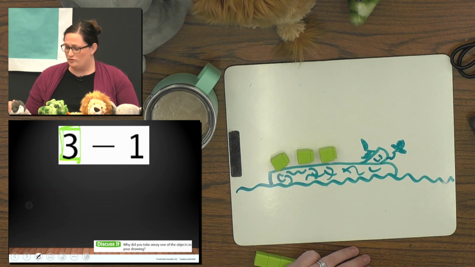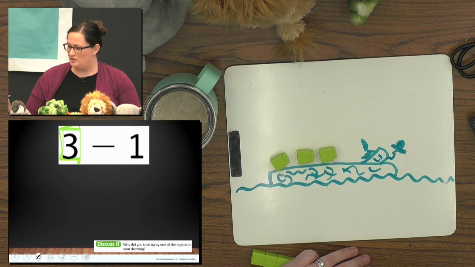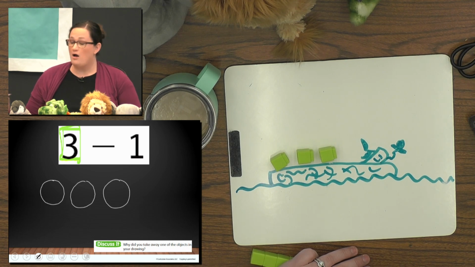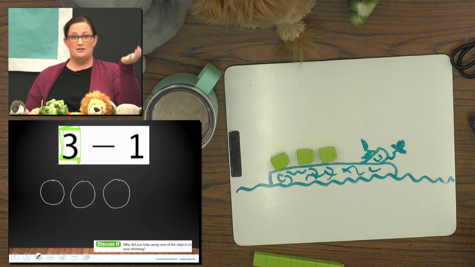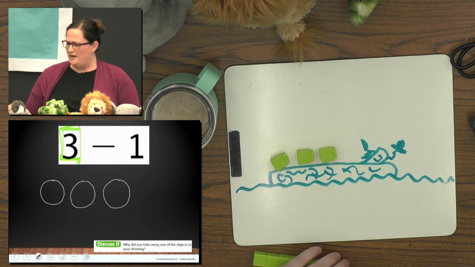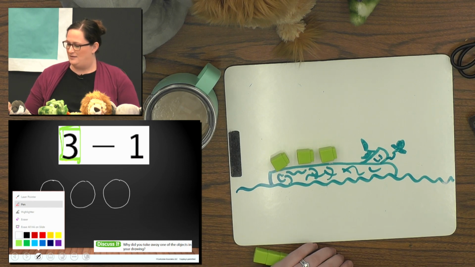Now, we're not going to draw actual frogs. We don't have the time. So I'm going to draw circles. Watch. 1, 2, 3 frogs are on the log. You say it. 3 frogs are on the log. And our equation's going to tell us what's happening.